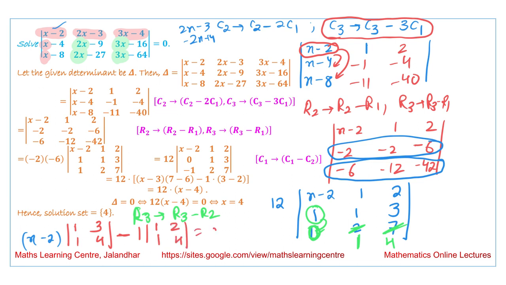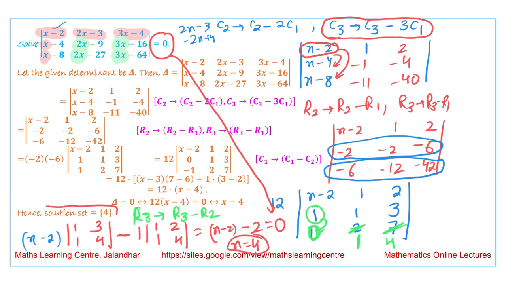So the answer we will get is x minus 2 into 4 minus 3, which is 1, and then minus this value we will get, which is 2. So it is given that this value is equal to 0. So we will get x is equal to 4. So the solution set we have over here is x is equal to 4.